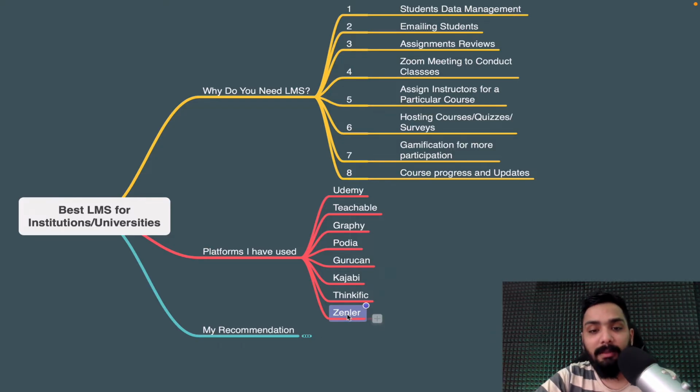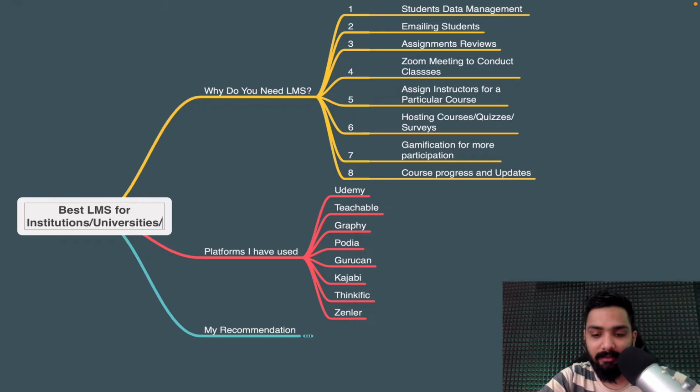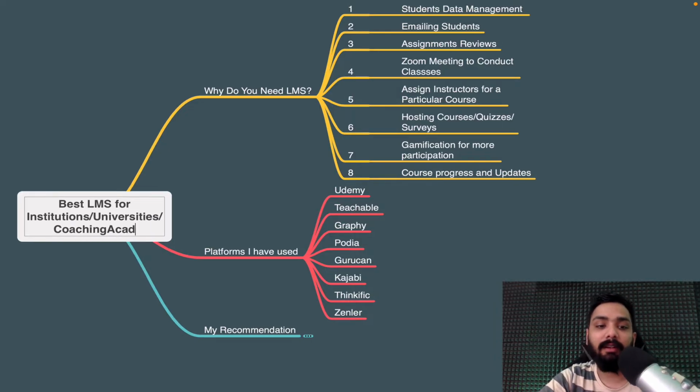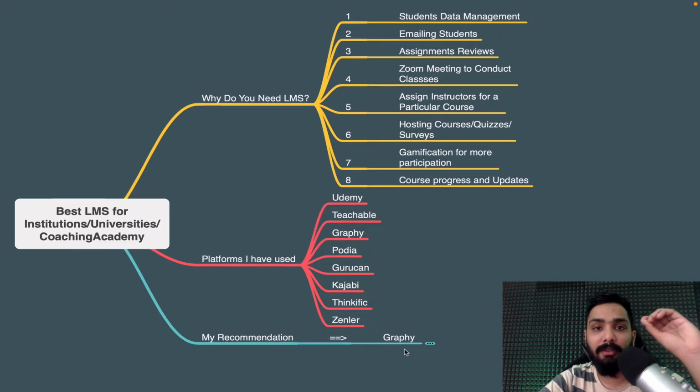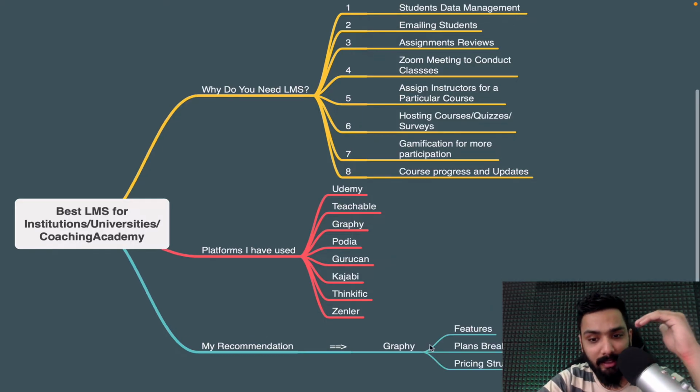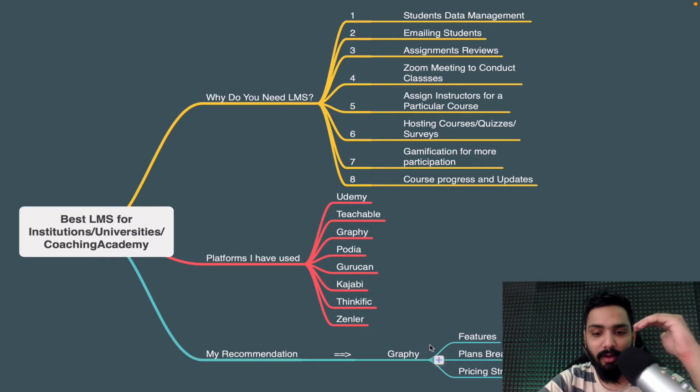So for me, after using all of this, if you're looking for the best LMS which is cost effective for your institute or for your university or for your coaching academy, right, my recommendation is going to be Graphy. Graphy is the platform owned by Unacademy, and Unacademy is a unicorn of the country, and they are doing pretty amazing in terms of feature launches and some really cool features. So let's understand the feature set of Graphy first.